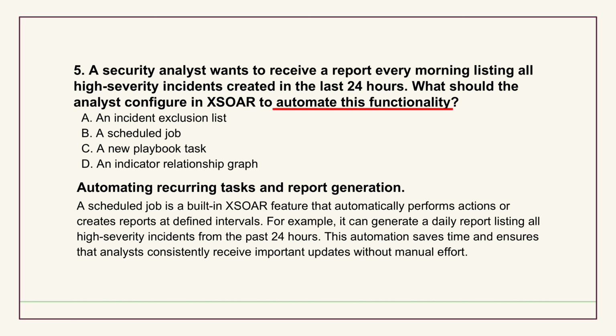But you can also use scheduled jobs for things like system maintenance, maybe clearing out old indicators, archiving old incidents, or running routine health checks on integrations. It neatly separates the automation triggered by an incoming alert from the automation triggered by time. And it takes a huge load of repetitive manual work off the analysts' plates.